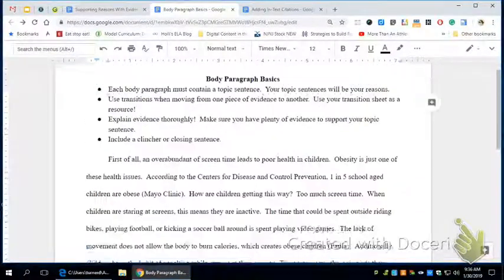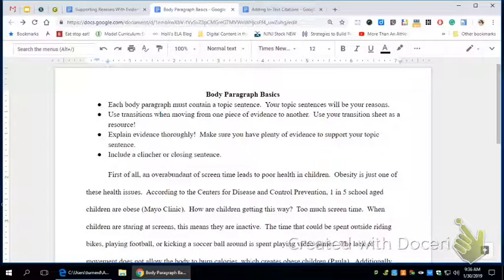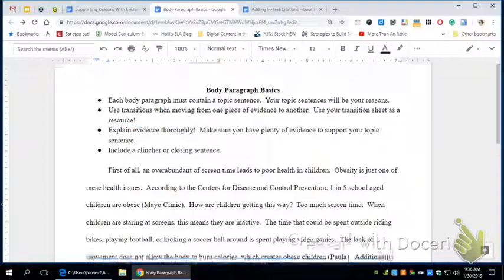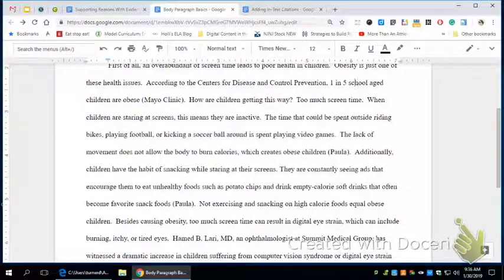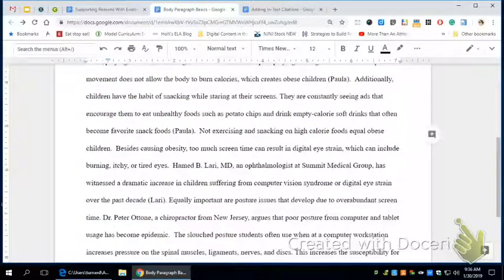Okay, so the second thing is explain your evidence thoroughly. Make sure you have plenty of evidence to support your topic sentence. So if you look right here, like this is evidence right here. All right, then down here, I explain all of my evidence. So you have to make sure that you have plenty of evidence. So I'm going to say in each body paragraph, you should have about 3 to 4 pieces of evidence. Got it?